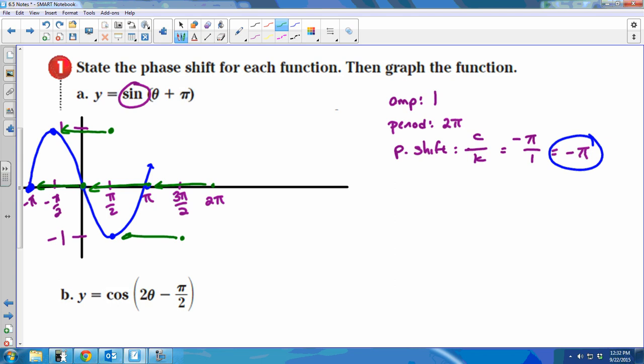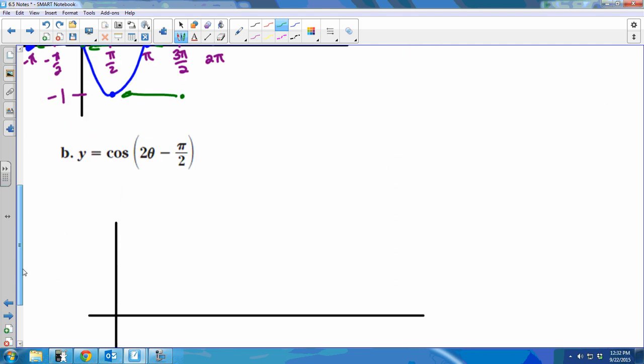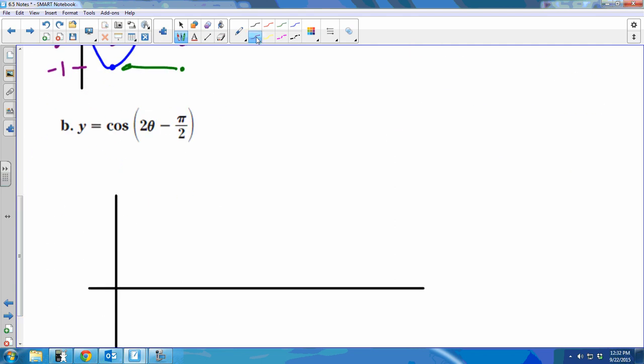Questions on that one? On the second one, amplitude just 1 again. The period was what, pi? 2 pi divided by 2. And then there wasn't a vertical shift, and the phase shift was positive pi over 2 divided by 2, which makes it pi over 4. Right? Correct me if my math is wrong.